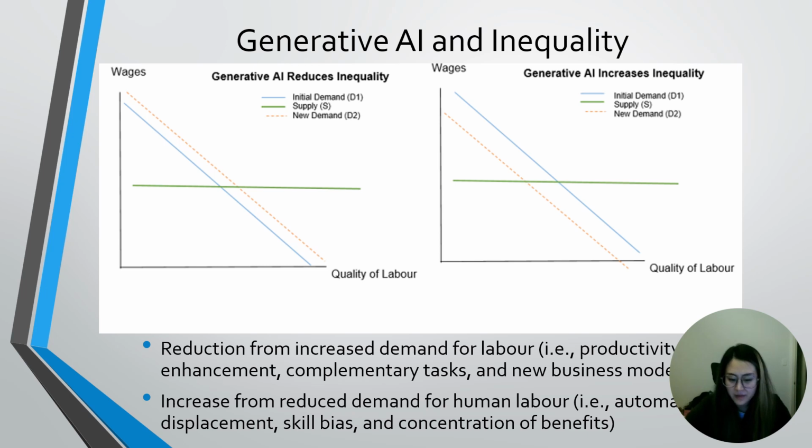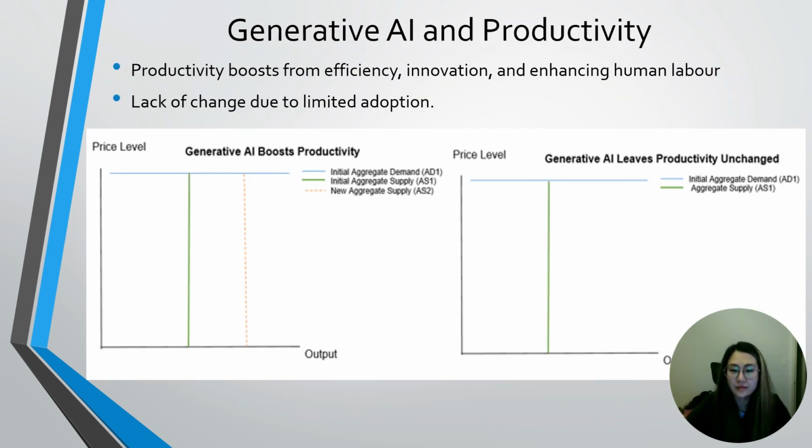automatable jobs. The actual impact of generative AI on equality in the labor market will likely depend on various factors, including the pace of adoption, the distribution of skills and training, and the policy responses implemented to mitigate potential negative effects. And then let's look at the next slide.